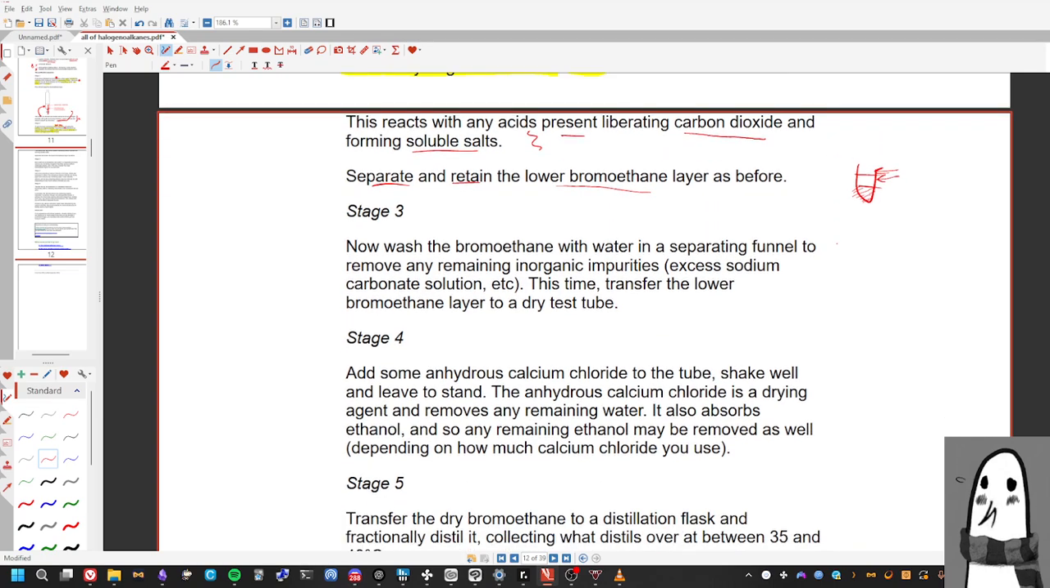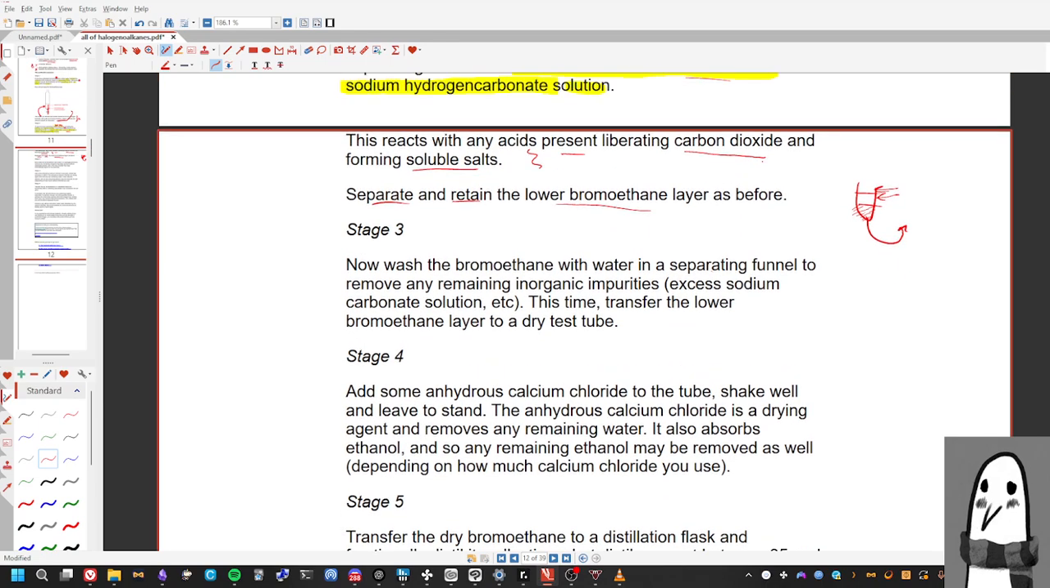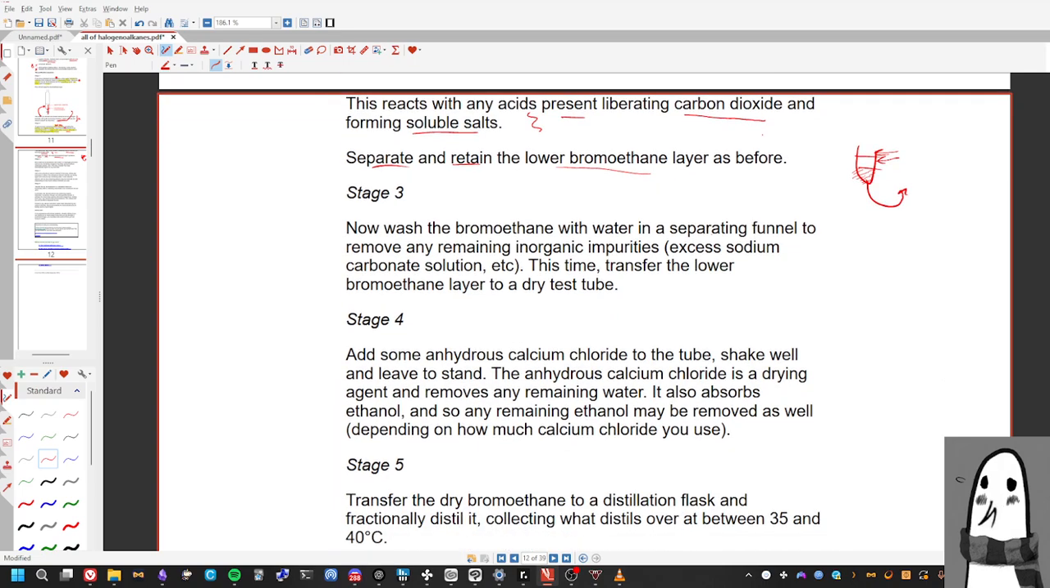Now you want to filter that, and then you want to wash the bromoethane with water in a separating funnel. So again, take these out, then put these in another separating funnel, and then you want to remove any of the inorganic impurities, which is excess sodium carbonate solution from the step above. So you want to remove that. You put in something to remove impurities, but now the thing that you used to remove the impurities is itself an impurity. So this time you want to transfer the lower bromoethane layer to a dry test tube. Okay.